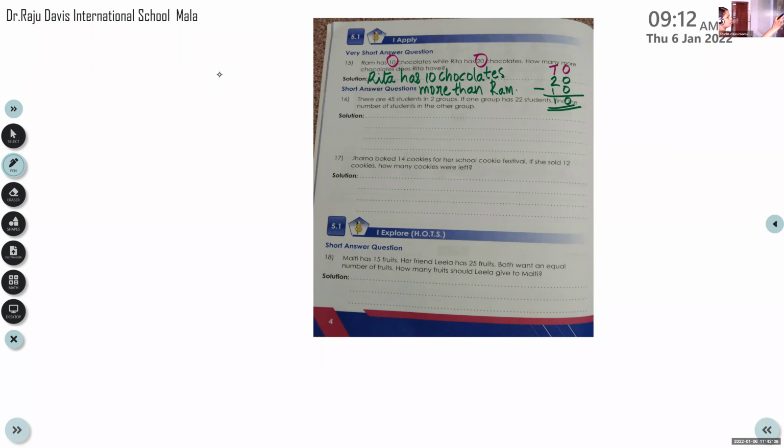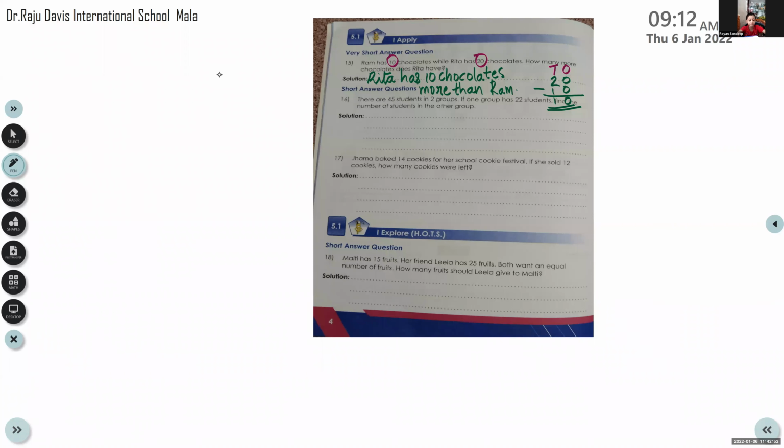Rayan, Sandeep, please read question number 16. There are 45 students in two groups. If one group has 22 students, find the number of students in the other group.